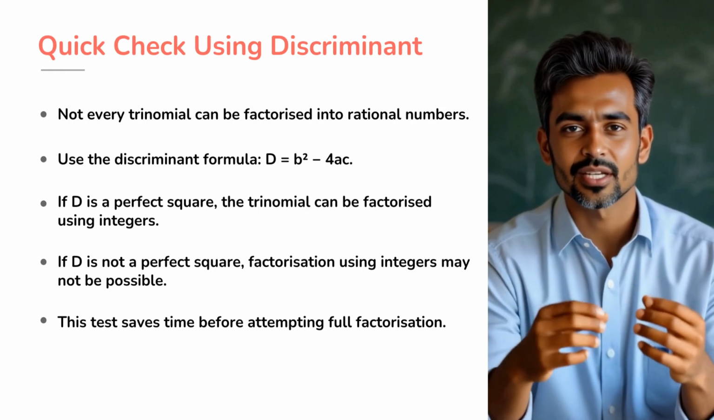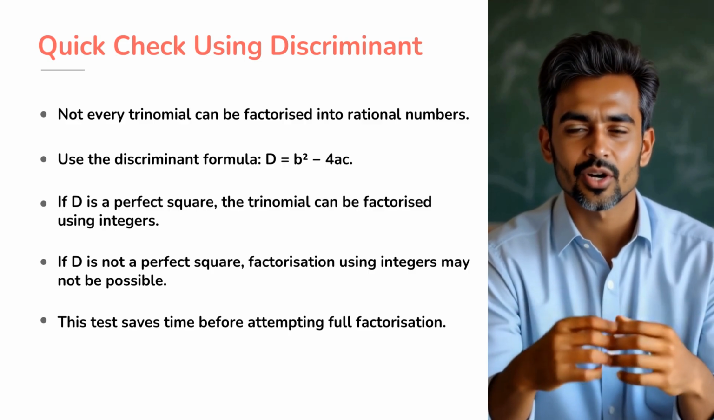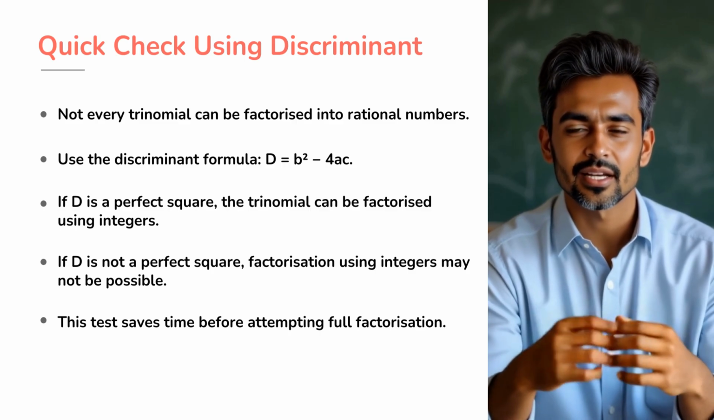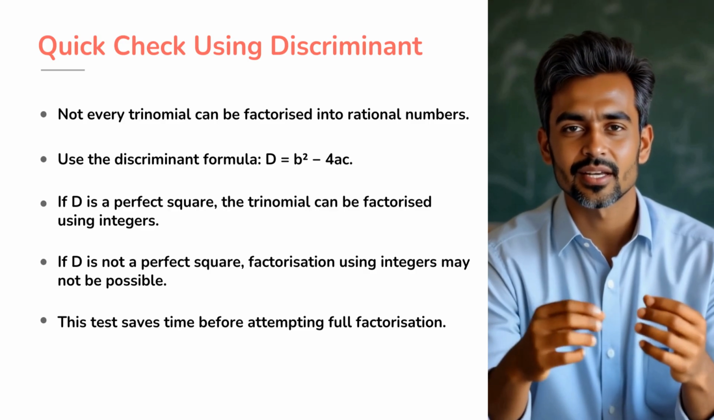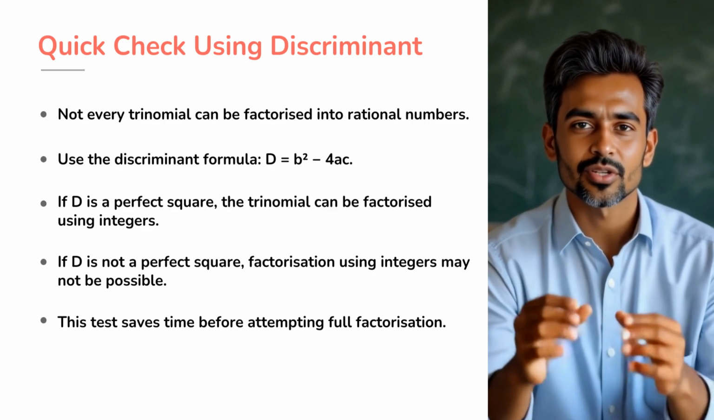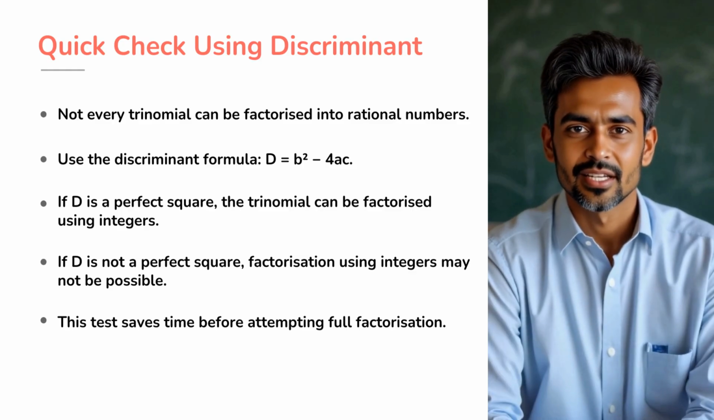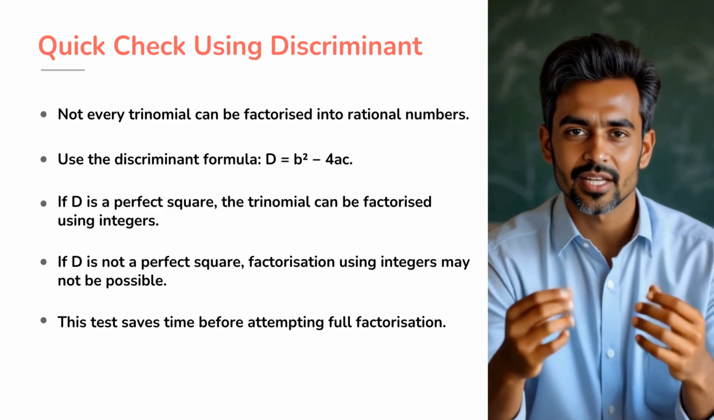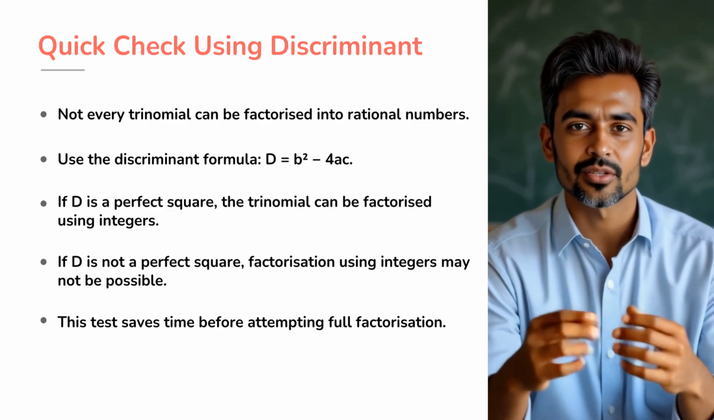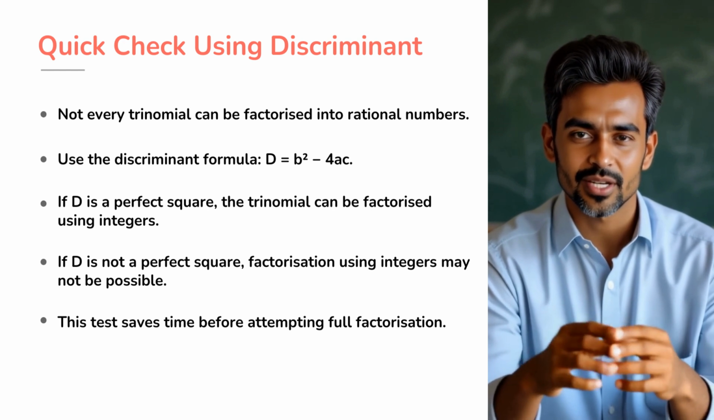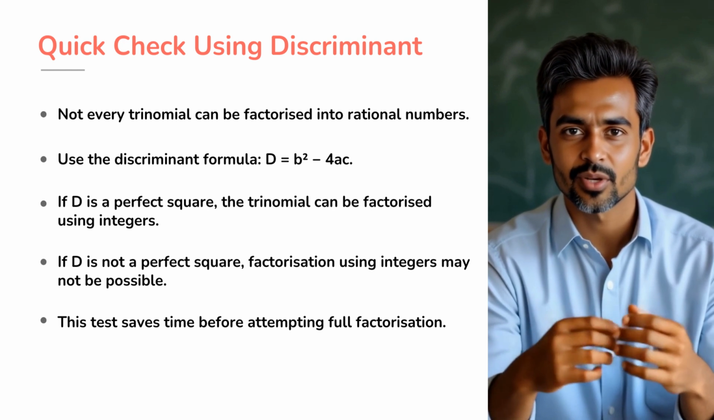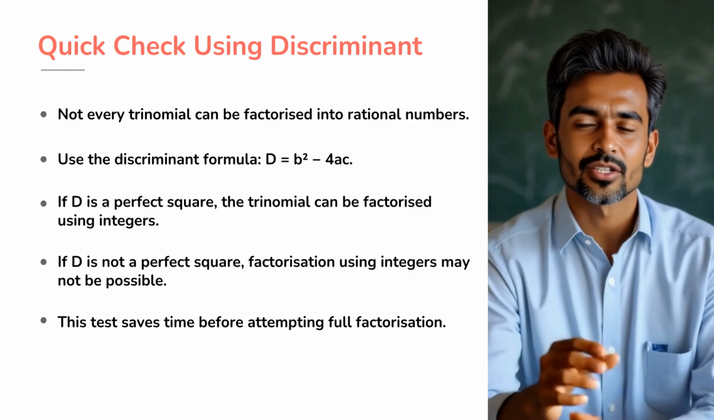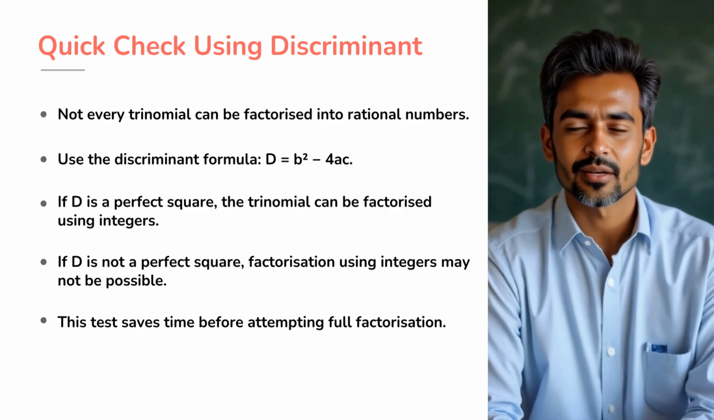But before we jump into splitting, let's quickly check whether the trinomial can be factorized at all. For the general expression ax squared plus bx plus c, calculate the discriminant D equals b squared minus 4ac. Now here's the rule. If the discriminant is a perfect square, then the trinomial can be factorized using real numbers. If not, the expression may not factorize using integers, and we might need to use quadratic formula methods instead. So checking the discriminant can save us time before we begin.